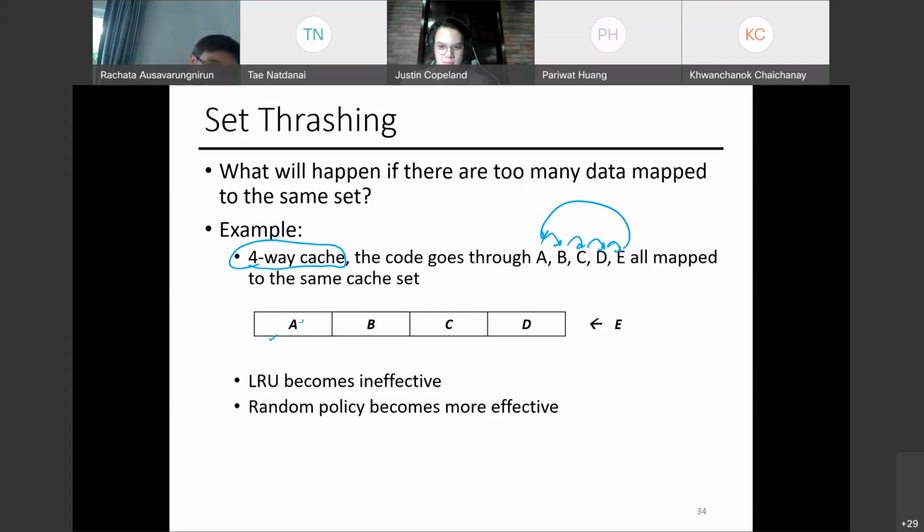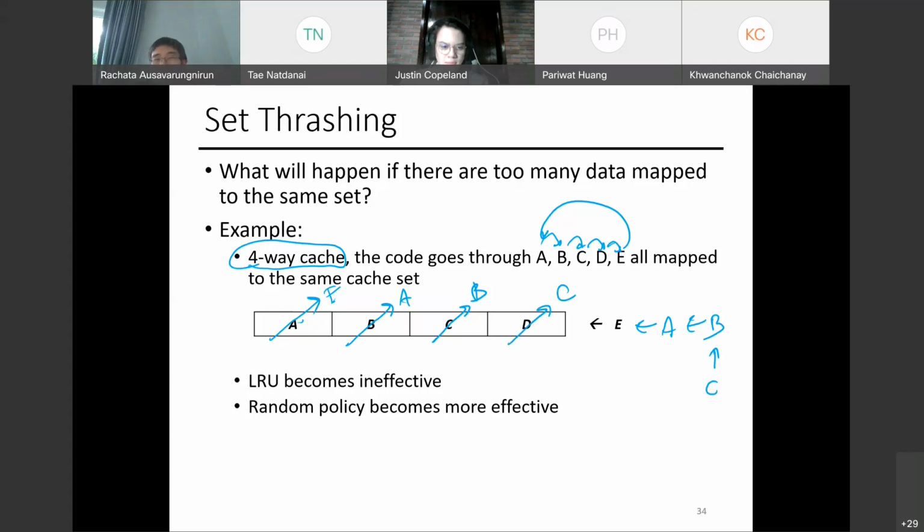I'm gonna kick out A, right? E comes in here. Then you access A next, because that's how my access pattern behaves. Which one do I get rid of? Now I'm gonna kick out B, replace that with A, and then access B again. B comes in, kicks out C. Then I access C. Oh, too bad. I'm gonna kick out D, access C.